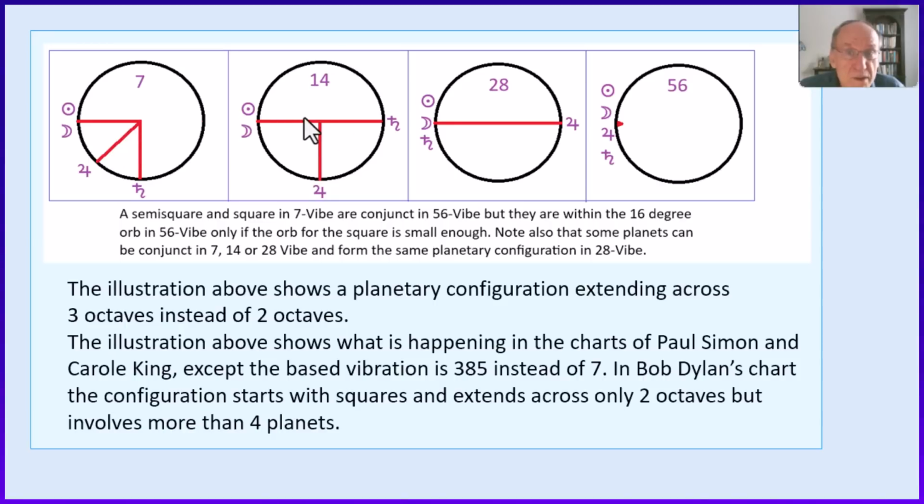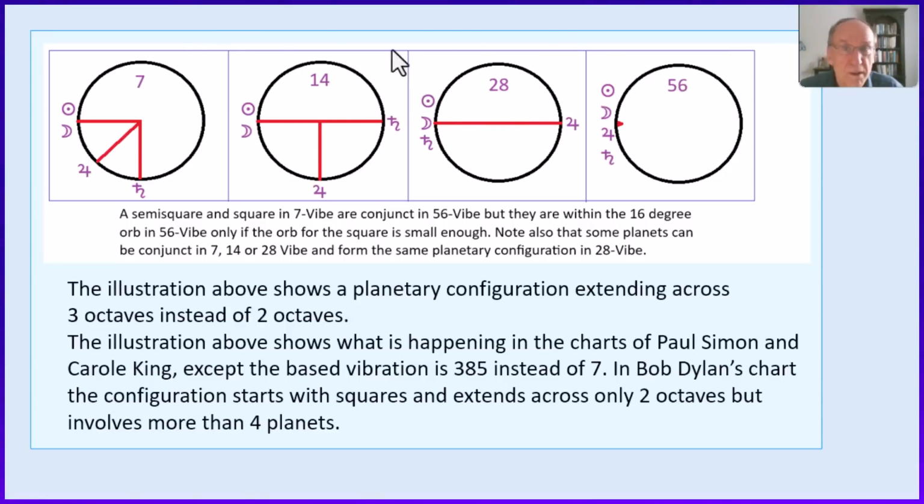It didn't start with a T square. It started with 8 vibration aspects, like eighths, like semi-squares and squares. It started with 8 vibration. When you double that vibration, those eighths turn into fourths. It turns into something similar to a T square, for example. Then it'll turn into the oppositions. Then it will turn into conjunctions.